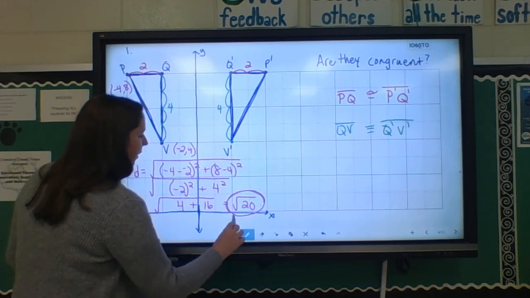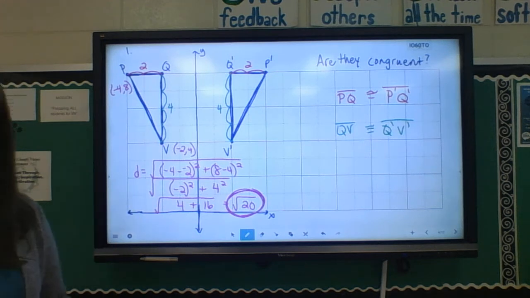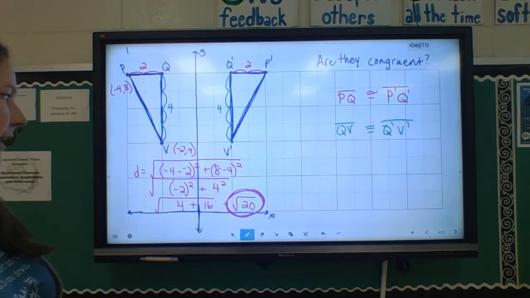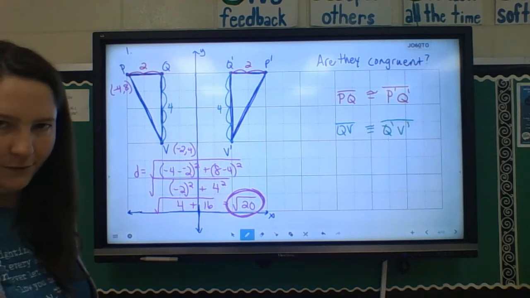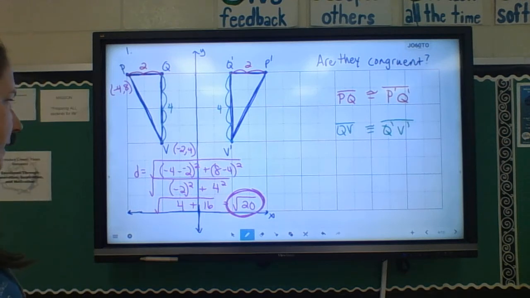I'm not going to worry about simplifying the radical right now. I'm just going to leave it at the square root of 20. It can be simplified, but we're not going to simplify it.